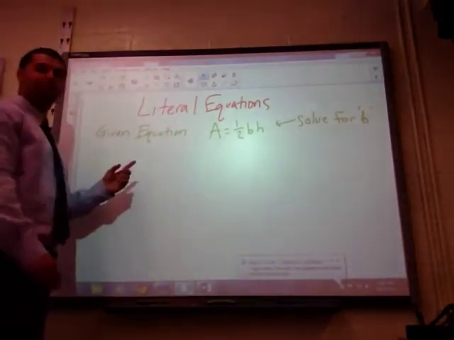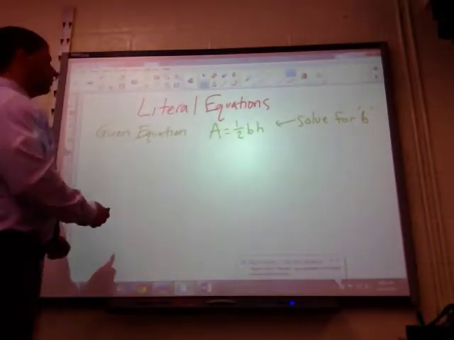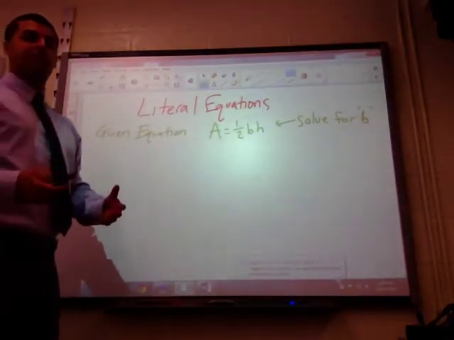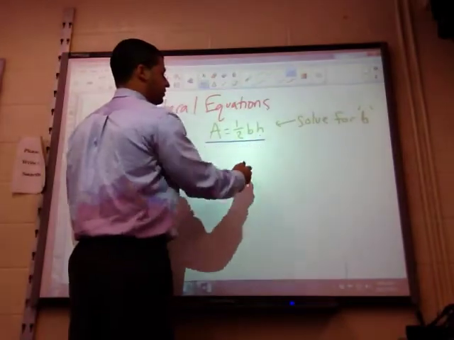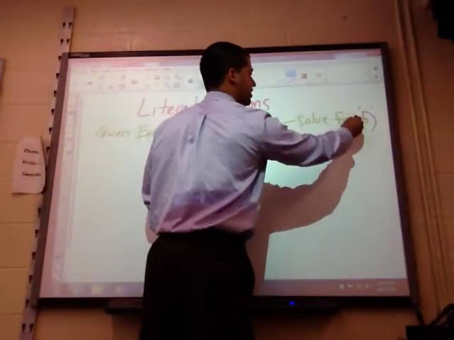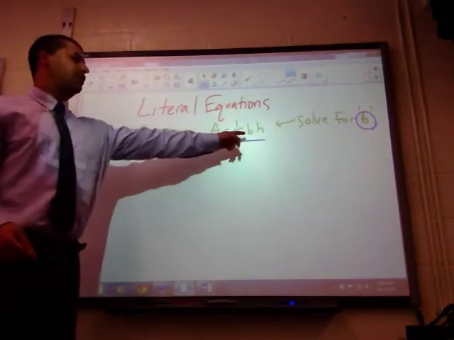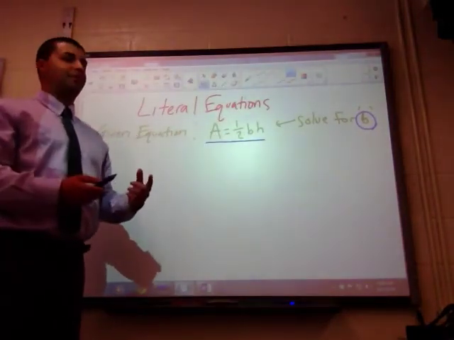Hey everyone, this is how we're going to solve literal equations. Given a literal equation, which is an equation that's about something, say area equals 1/2 base times height, I'll ask you to solve for a variable. In this case, we're going to choose b. Currently, we're solved for a. We want to solve for b, so we have to move our equation around to be able to do that.